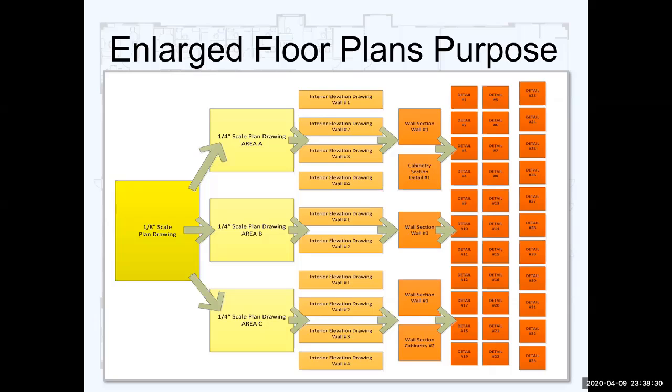So as indicated in this diagram, you may have area A, area B, and area C that are highly complicated in design and very rich with material finishes and detailing and all sorts of stuff. Simply can't put that information at 1/8 inch. So now we go to 1/4 inch. And that'll lead us to the rest of the class activities that we'll be doing for the remainder of the semester.